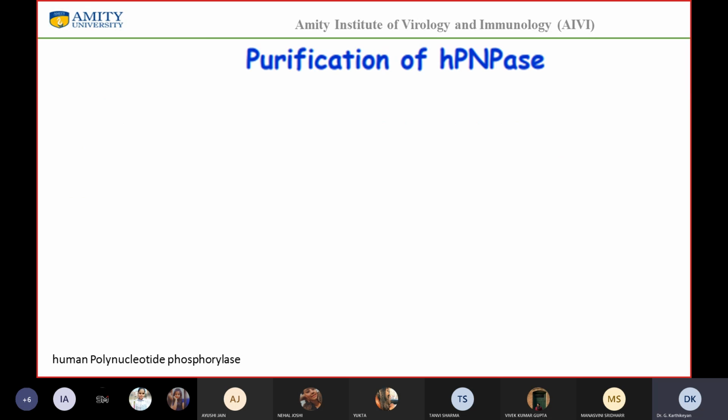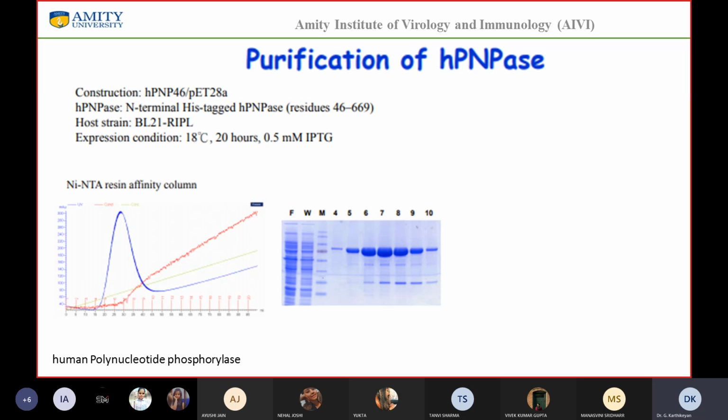Okay, so this essentially gives you an example of purification of an enzyme called human polynucleotide phosphorylase. Okay, so you can actually see that this was cloned in pET28a, and this has a series of N-terminal histidine tags. This was expressed as a histidine tagged protein.